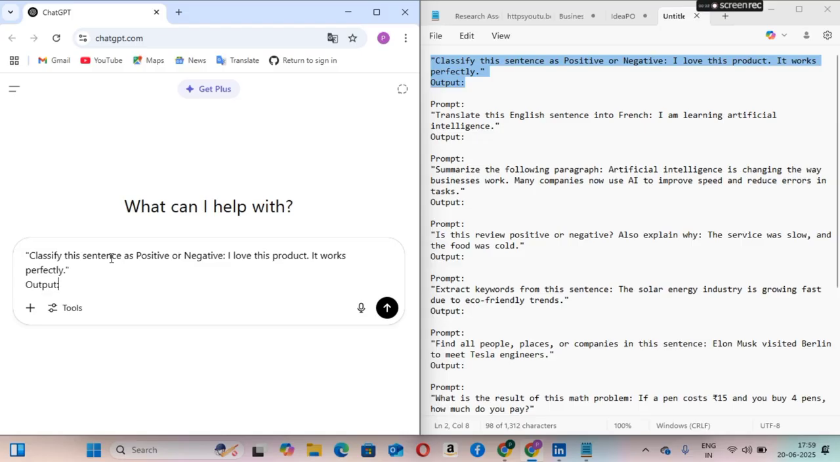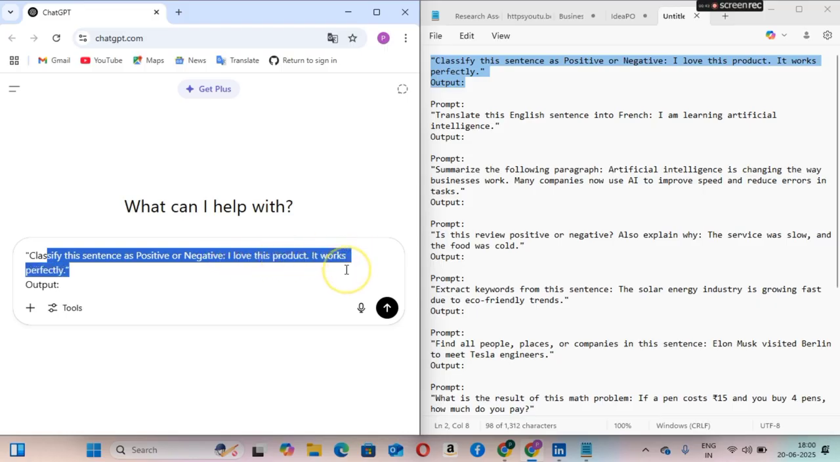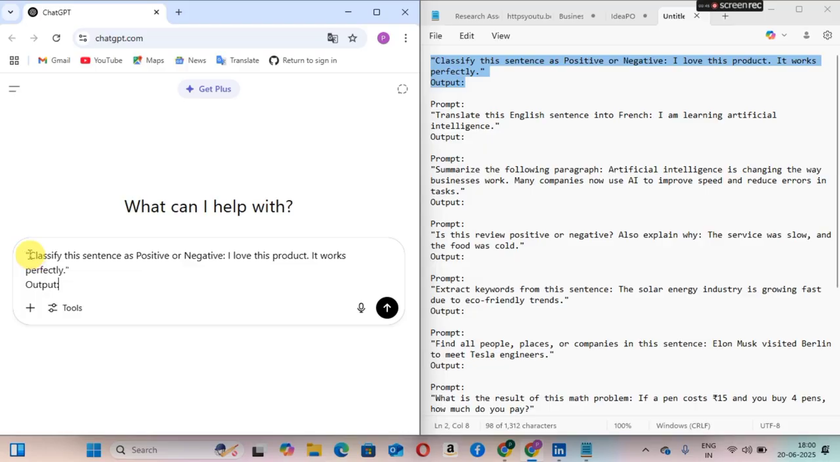So now we are going to see how to perform sentiment analysis using zero-shot prompting technique. So consider this prompt. Classify this sentence as positive or negative. I love this product, it works perfectly. So in this prompt, we have two components. First one is instruction component, second one is input data component. So the task here we need to perform is sentiment classification. So the AI should perform sentiment classification for this prompt.